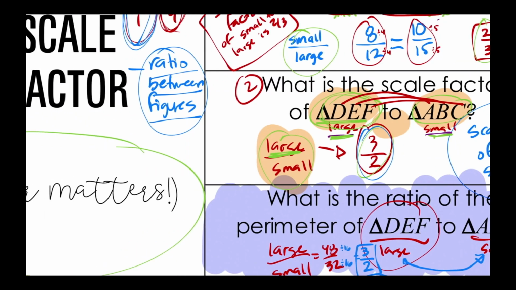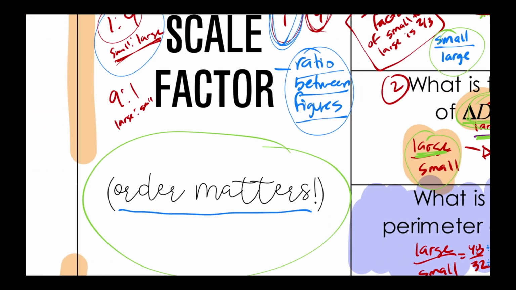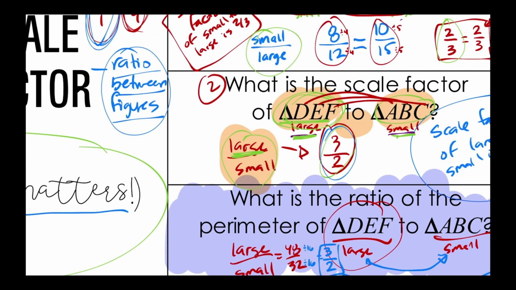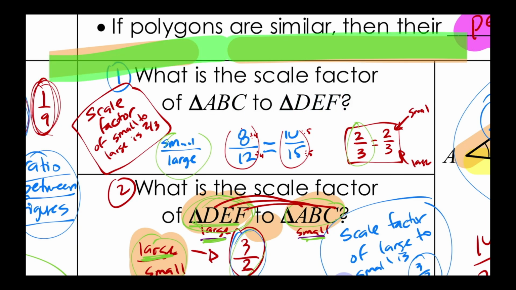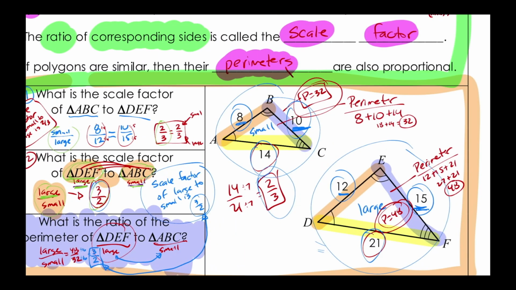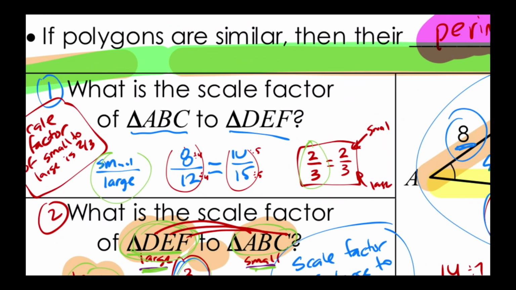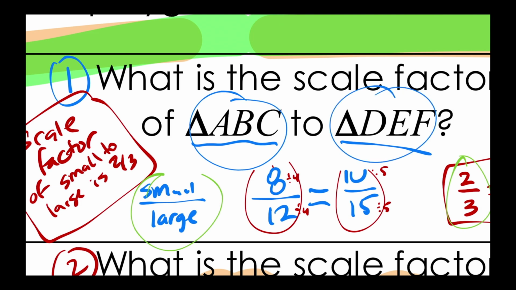So it depends which one's first, because order matters. But mister, yes, student, how do we know what order it goes in? Great question. The problem tells you. Look at the question. It says ABC first, and then it says DEF second. So if I look over here, ABC is the small one, DEF is the large. The first one goes on top, second one goes on the bottom. So that's why I put 8/12 and not 12/8, because small goes first.